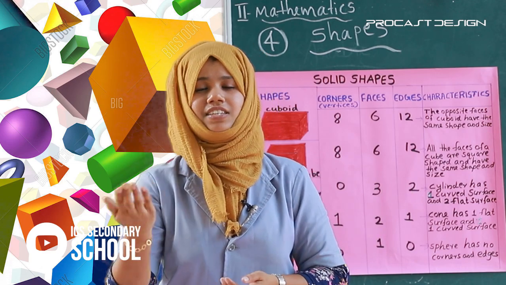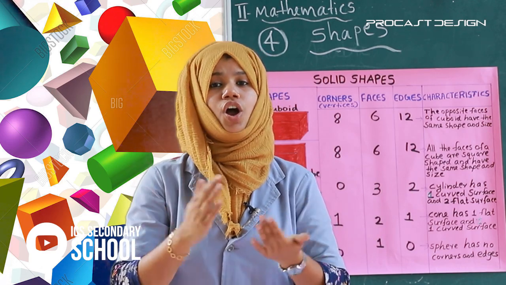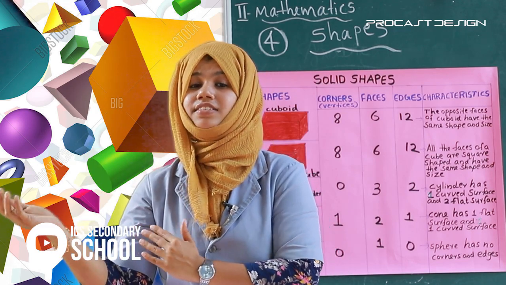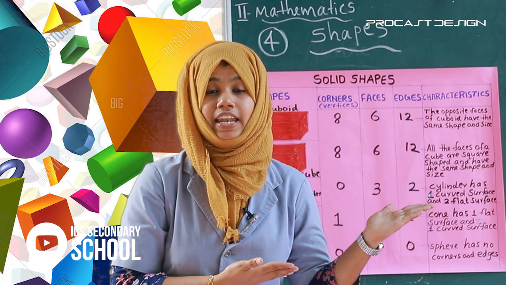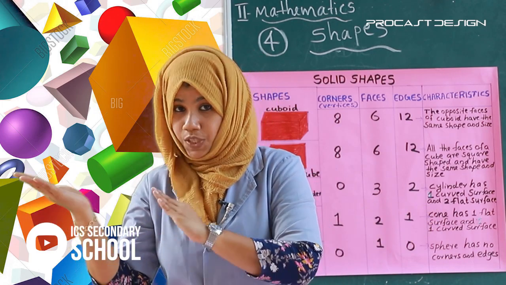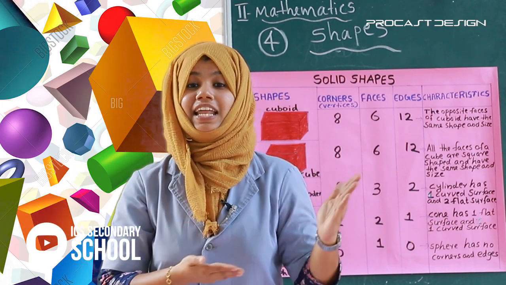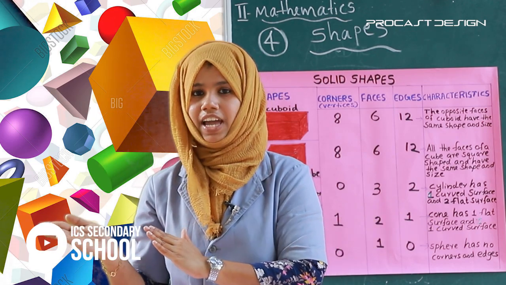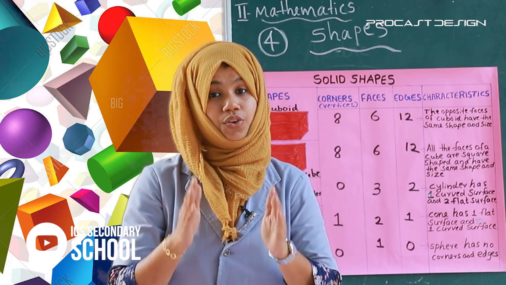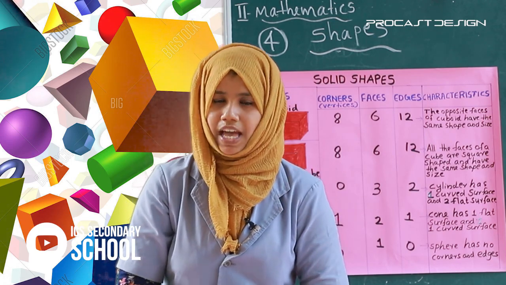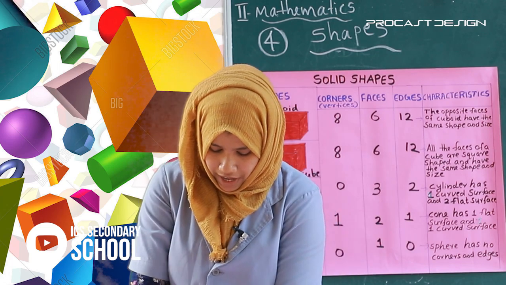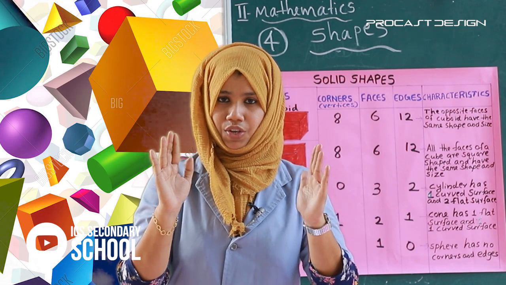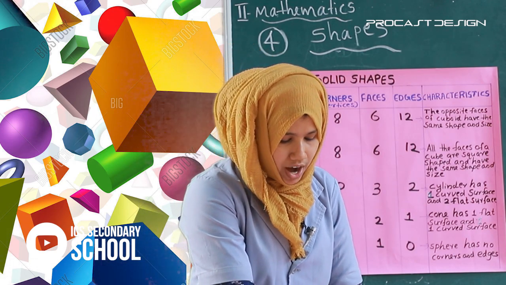Next is solid shapes. What are the solid shapes? This is cuboid and this is cube. Next, this is cylinder, this one is cone, and the last one is sphere. Is it clear? I think you have understood all the plane shapes and solid shapes. So page number 98, you have some work. Exercise 1A.